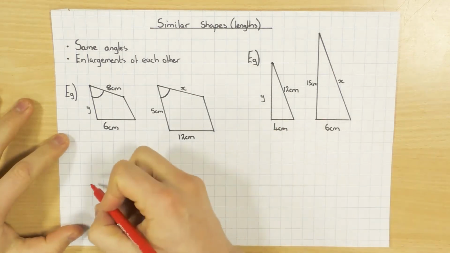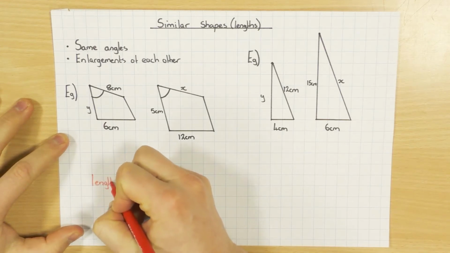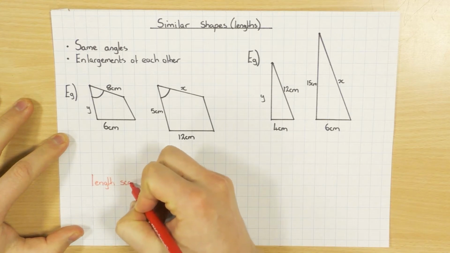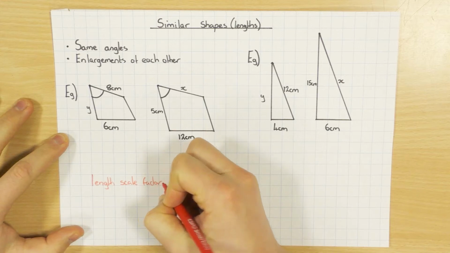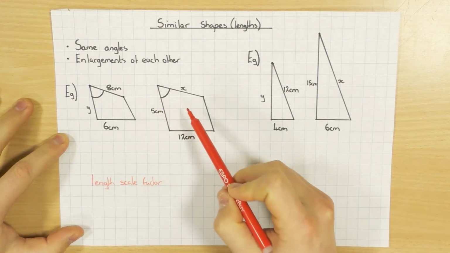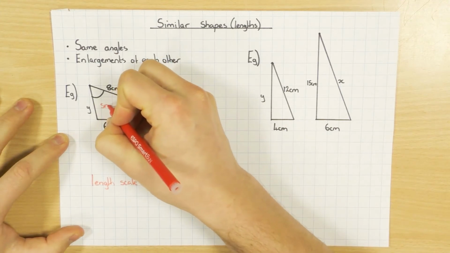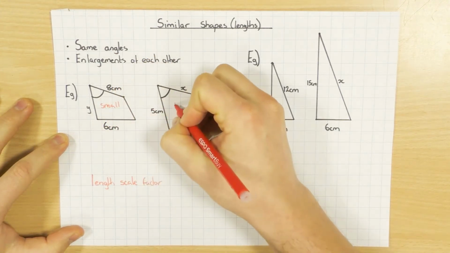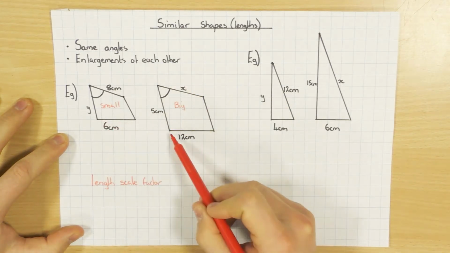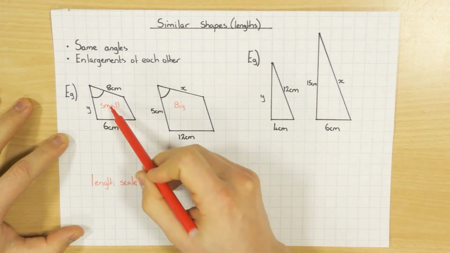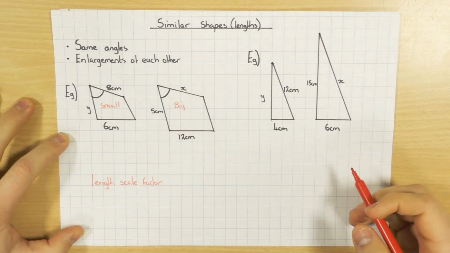So what I'm going to do first is put a little note down here. I'm going to put the length scale factor, because that's what I need to know. I need to know how many times bigger this shape is compared to this one. So that's also what I'm going to write down. I'm going to say this is the small one and this is the big one. Because this side here is 6, the same side on the big shape is 12, so small, big. And that is what we need to do to work out the scale factor.